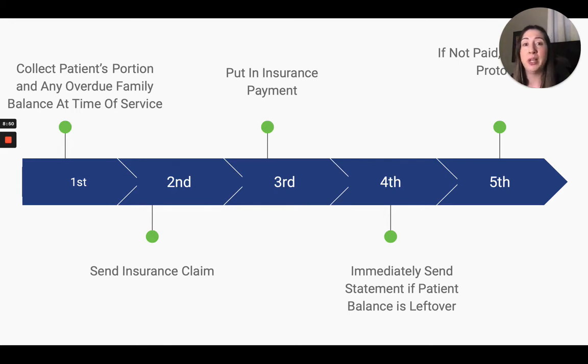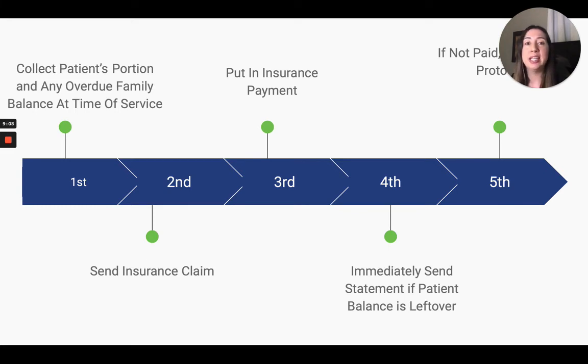And if it's a small balance, for sure, you're going to want to include that and make sure you're seeing that patient, talking to that patient about their overdue balance. So we're collecting the patient portion, any overdue balance at the time of service. We're then sending off their insurance claim. Once we get that back, we're going to put in the insurance payment.